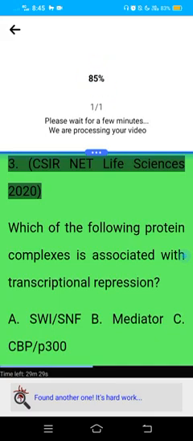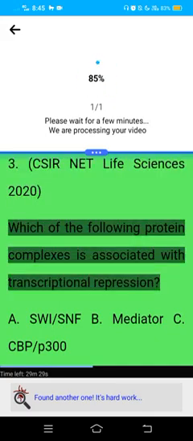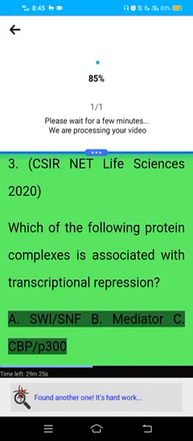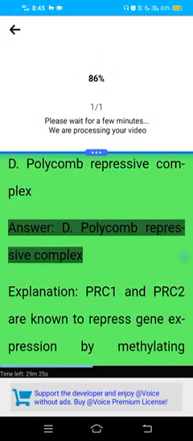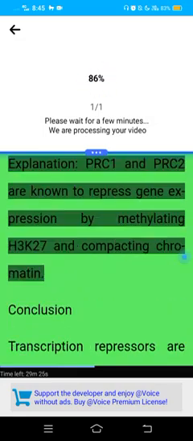3. CSIR NET Life Sciences 2020. Which of the following protein complexes is associated with transcriptional repression? A. SWI/SNF. B. Mediator. C. CBP/p300. D. Polycomb repressive complex. Answer: Polycomb repressive complex. Explanation: PRC1 and PRC2 are known to repress gene expression by methylating H3K27 and compacting chromatin.